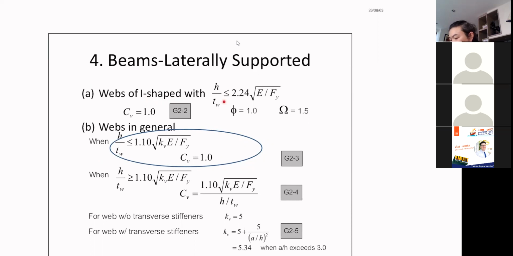Now, when the h over t_w, see that? That's the slenderness ratio of your web, right? It's less than this limiting value. Cv is 1, which means it doesn't matter if it's there or not because it's equal to 1. But in addition to that, if your web slenderness ratio is lower than this number, you see the phi becomes 1 and the factor of safety becomes 1.5.